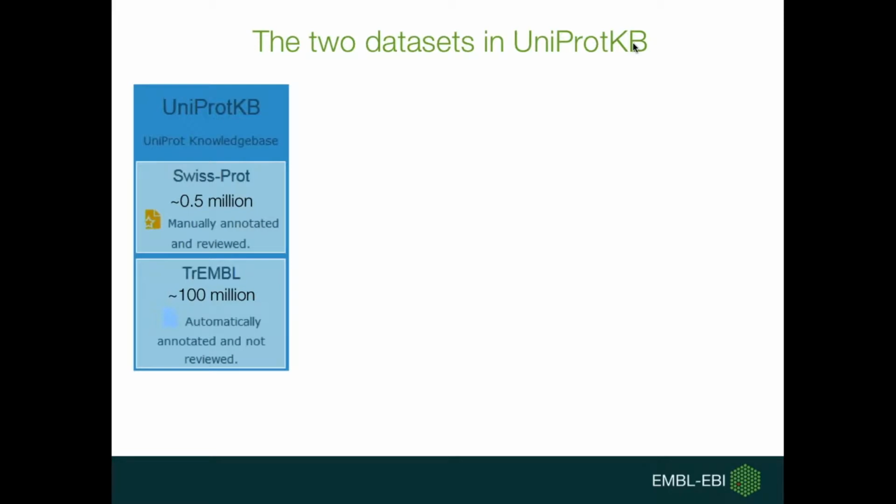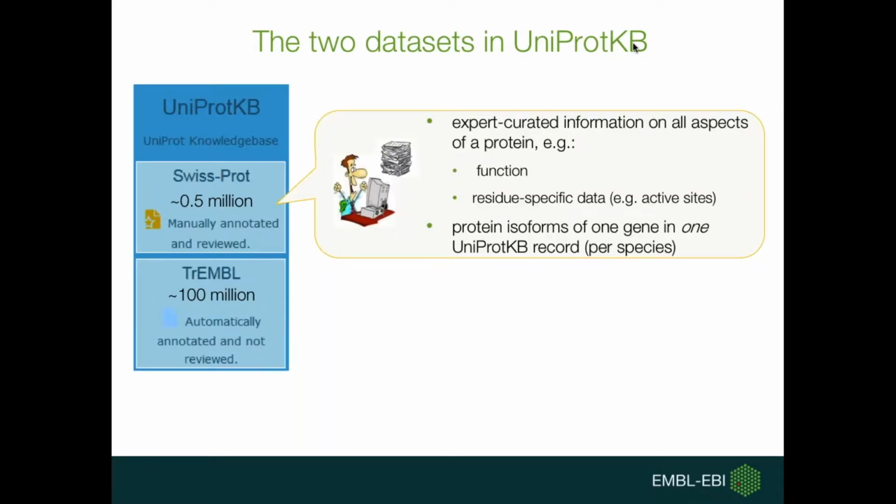The UniProt Knowledgebase consists of two data sets, one of which, also known as SwissProt or the reviewed dataset, is only about 500,000 sequences or entries strong. On the other hand, there is TrEMBL, or the not reviewed automatically annotated dataset, which is huge by comparison, with currently about 100 million entries in the public release. However, SwissProt, the smaller dataset, contains all the expert curated information on all aspects of a protein, for example, its function, or any residue-specific data that we can find, and these can be active sites, for example, or disulfide bonds.